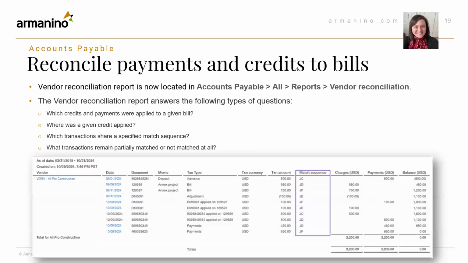So now when you run that report, you'll set some parameters on the match sequence labeling. And then when you run the report and take a look at it, you can easily identify through those match sequences which credits and payments line up with which bills.